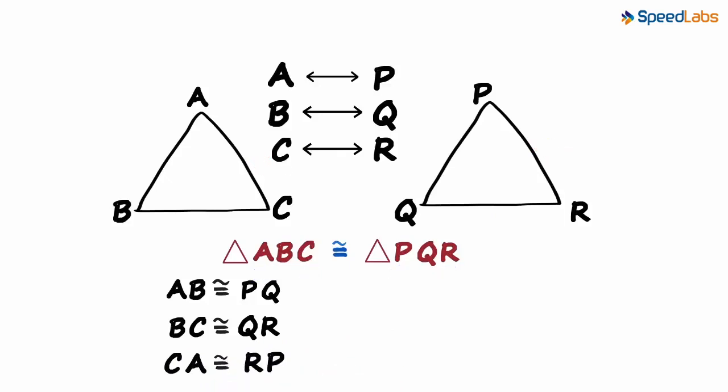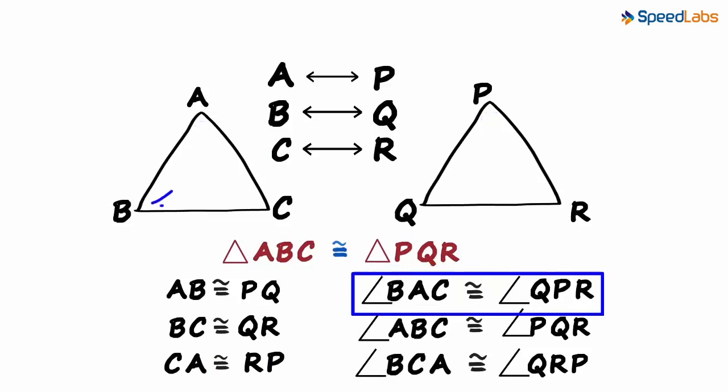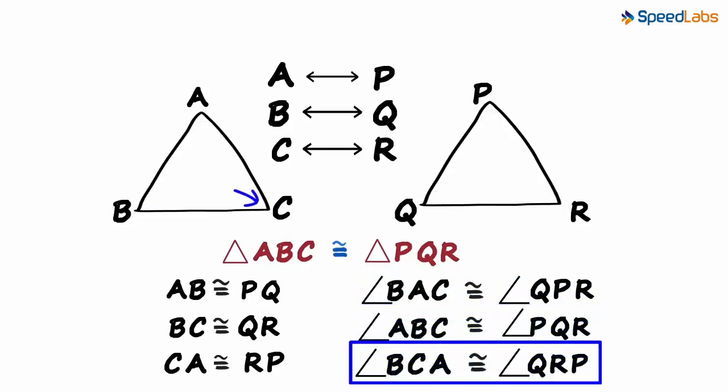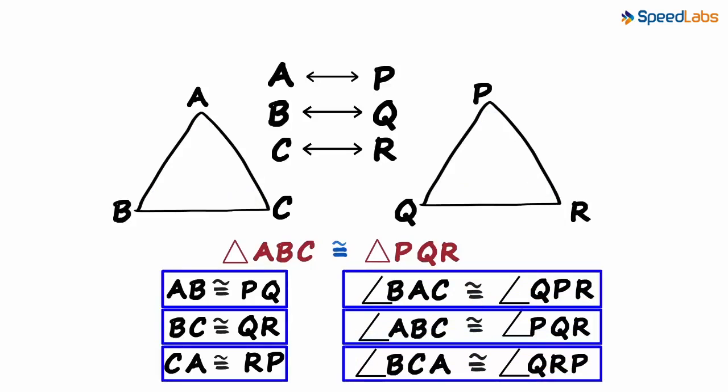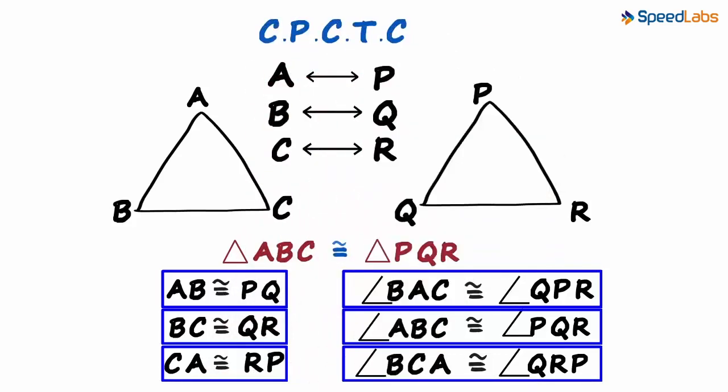And this is how it would look for angles. BAC will be congruent to QPR, ABC will be congruent to PQR, and BCA will be congruent to QRP. The corresponding parts of congruent triangles are always congruent. We call it CPCTC. Corresponding parts of congruent triangles are congruent.